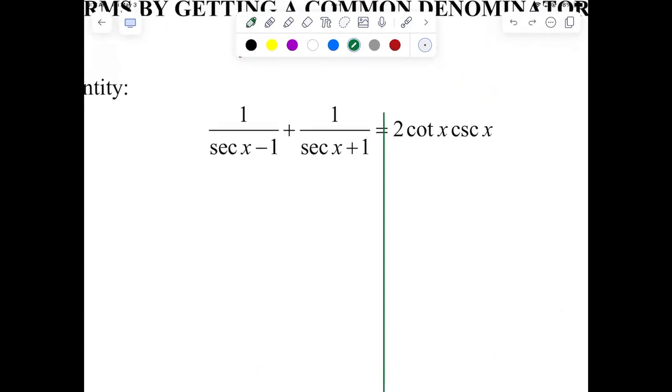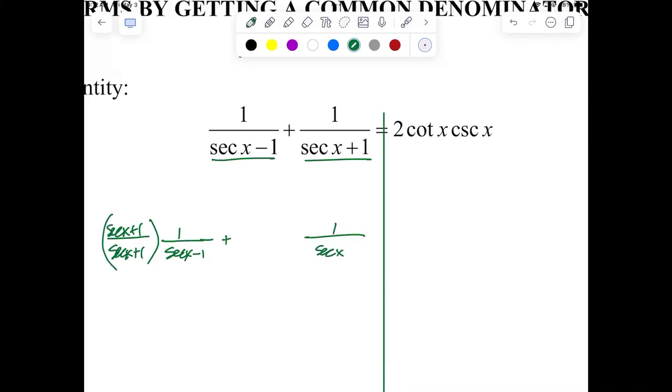Yeah. So I'm going to go down to the next line because there's no room here. The common denominator for secant x minus 1 and secant x plus 1 is their product, right? When in doubt, take the product of the two and you have a common denominator. So I'm going to do 1 over secant of x minus 1, multiplied by secant of x plus 1 over secant of x plus 1. And then plus 1 over secant of x plus 1, multiplied by secant x minus 1 over secant x minus 1.